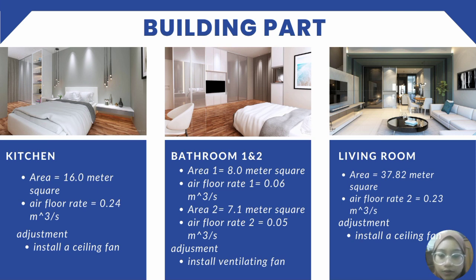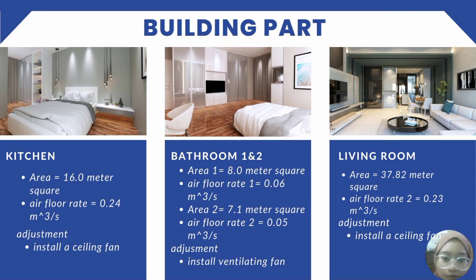Here I want to present the mechanical ventilation system proposed for this project. The building areas that need a ventilation system are the kitchen, bathrooms 1 and 2, and the living room. The area of the kitchen is 16 square meters, and the obtained airflow rate is 0.24 cubic meters per second. For the adjustment, we propose to install a ceiling fan. The next is bathrooms 1 and 2.